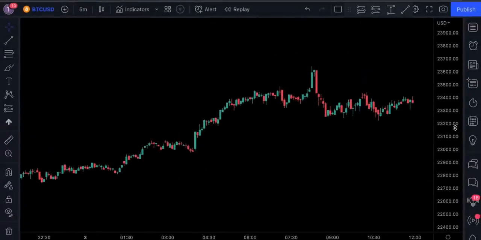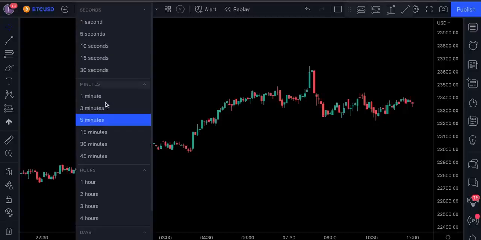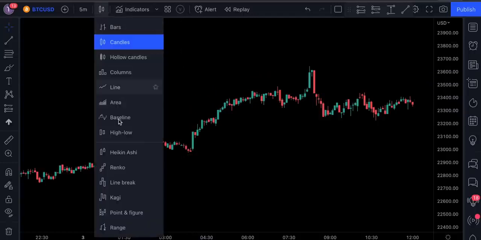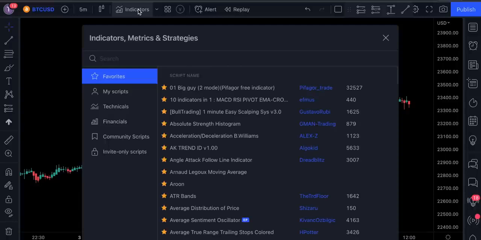Okay, we're currently looking at the price of BTC USD on a 5-minute time frame. This strategy also works on higher time frames. You can try it on a 15-minute, 1 hour, or even a daily chart. Before we add our indicators to the chart, let's switch the candlesticks from Japanese to Heikin Ashi. Okay, for our strategy, we're going to use 3 indicators.